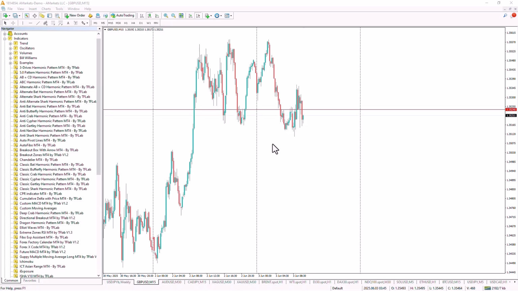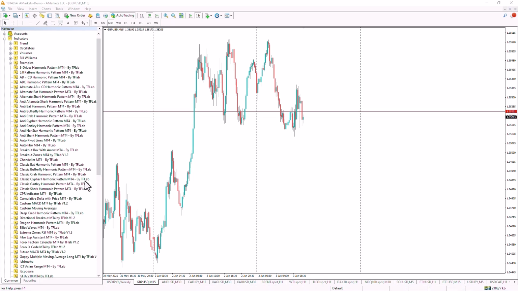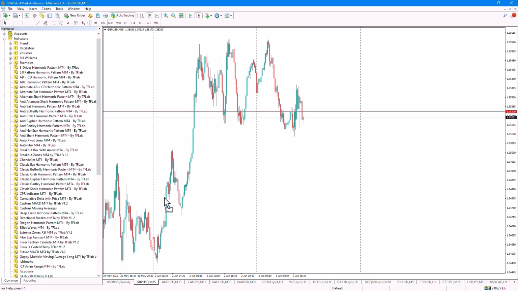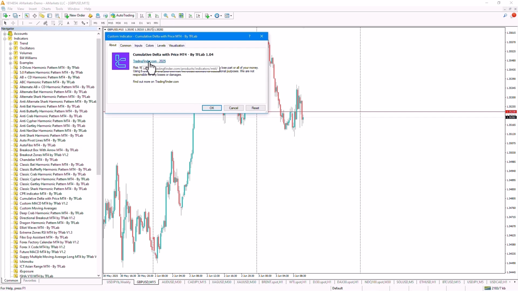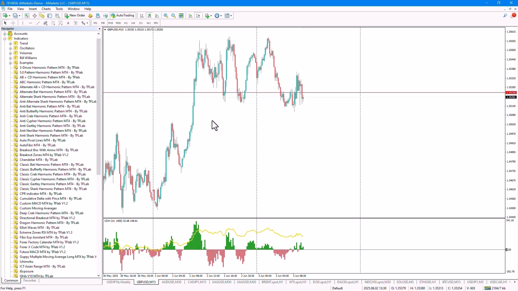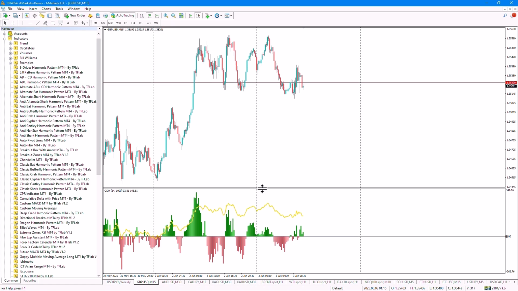From the navigator section, we select the indicator file and run the indicator by dragging the file onto the chart. Once the indicator is running on the chart, an oscillator window will be displayed at the bottom of the chart.